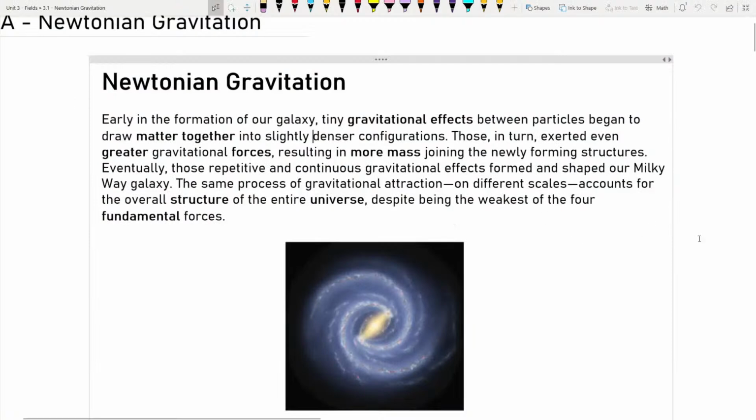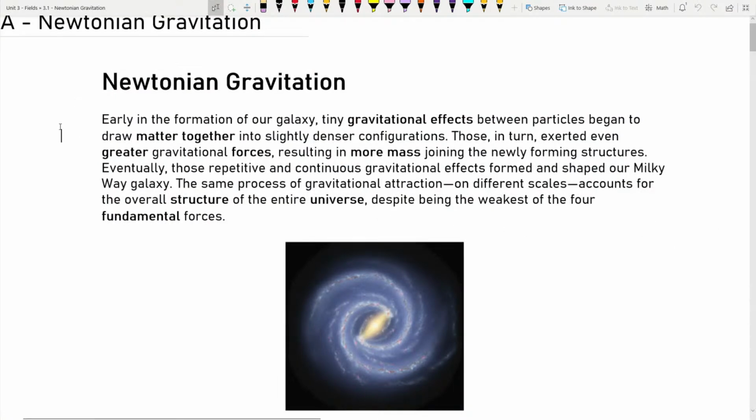So early in the formation of our galaxy, tiny gravitational effects between particles began to draw matter together into denser configurations. So the whole idea of gravity is that there's a force of attraction between any two things that have mass. If you study relativity later on, we will learn what our current understanding of the reason for this is: that the gravitational force of attraction between masses is a function of the effect of mass on the bending of space-time, actually. You don't have to worry about that for this course. We're just going to look at the effect, not the cause.